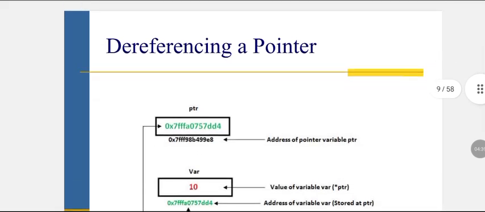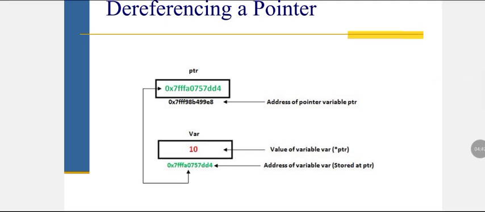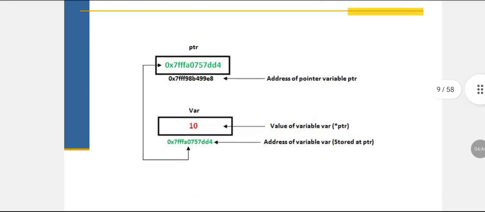Now we move on to the diagram of dereferencing a pointer. You can see the diagram over here. We have the address of the pointer variable, then the value, then the address. So we have the pointer and the variable. You can see the arrow. You have the address of the pointer variable, then the value of the variable, val, then the address of the variable that is stored at the pointer.